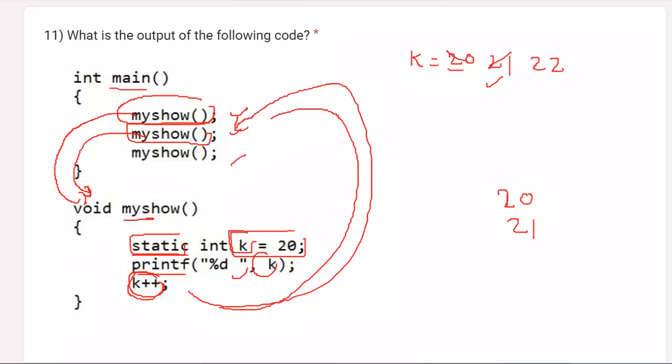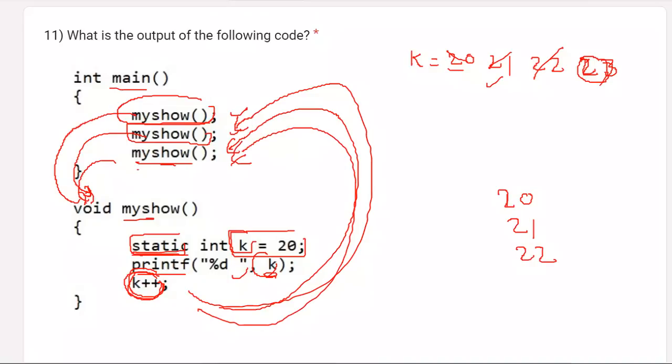Again, you are going to your main function. Again, myShow. Again, you are coming to the user-defined function. Here, static int k is equal to 20, but because it is static between the function calls, the value of k will be kept. Now, the value of k is 22. Now, you are printing the value of k here. 22. Now, again, the value of k will be incremented to 23. After that, you are going into your main function. Here, there are no other statements. The program will be terminated.